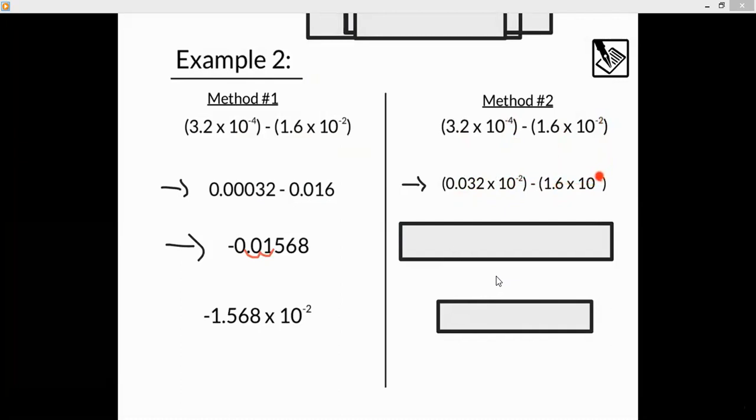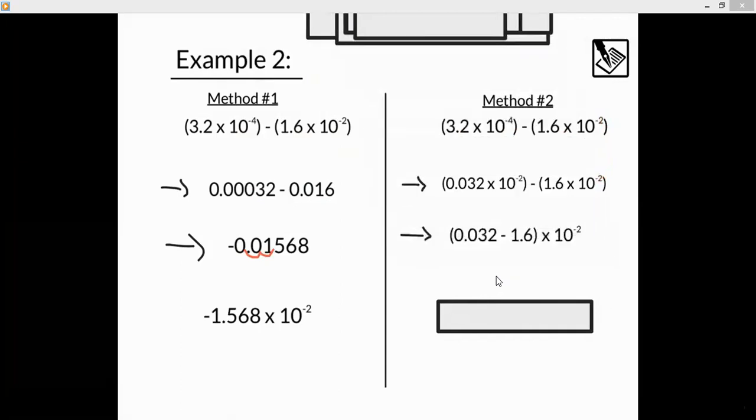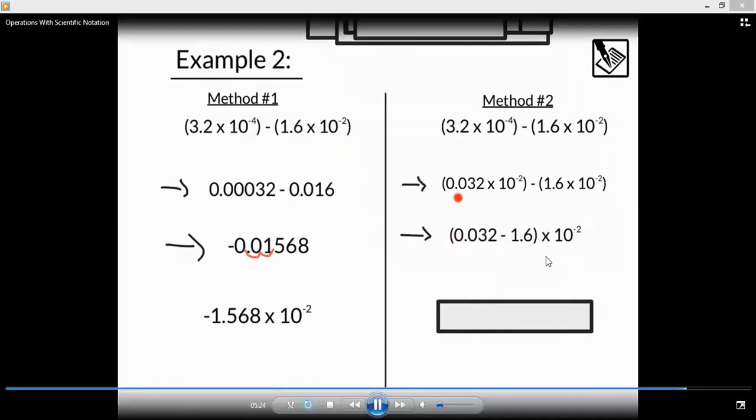Which one is a common factor? Which one can you find in the first parentheses and in the second parentheses? For sure, 10 to the power of negative 2. Now I'm going to take 0.032 minus 1.6, times 10 to the power of negative 2. We will subtract, and then it will be negative 1.568 times 10 to the power of negative 2. And this is already written in scientific notation.